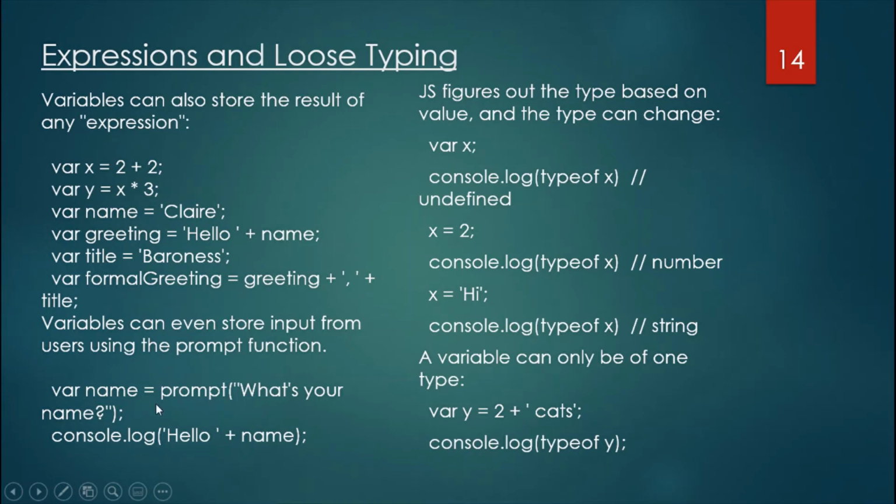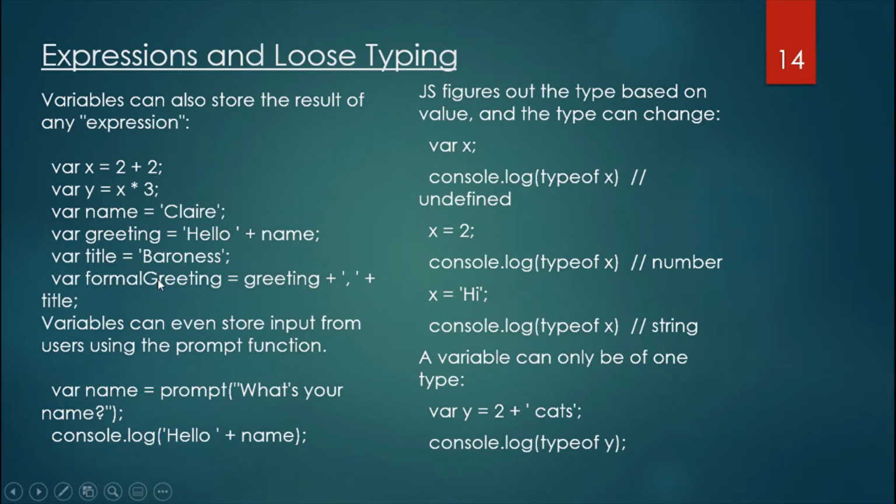But how would it be prompted? Okay, var name is equal to prompt, what's your name? So console.log, we will get our output in the console. It will print out hello and the name. What is the name? Clary. So this will be output here. Similarly, var title. These are some examples of variables and expressions.